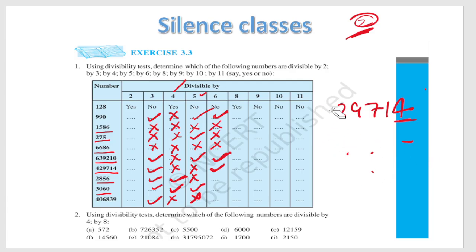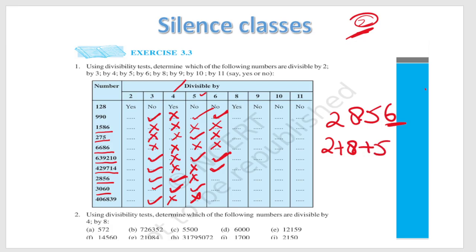Now let's check the next number. The next number given to us is 2856. 6 is there, this means it is divisible by 2. Let's check whether it is divisible by 3 or not. 2 plus 8 plus 5 plus 6: 2 plus 8 is 10, 10 plus 5 is 15, plus 6 is 21. Yes, this number is divisible by 3. Okay, this means this number is also divisible by 6.